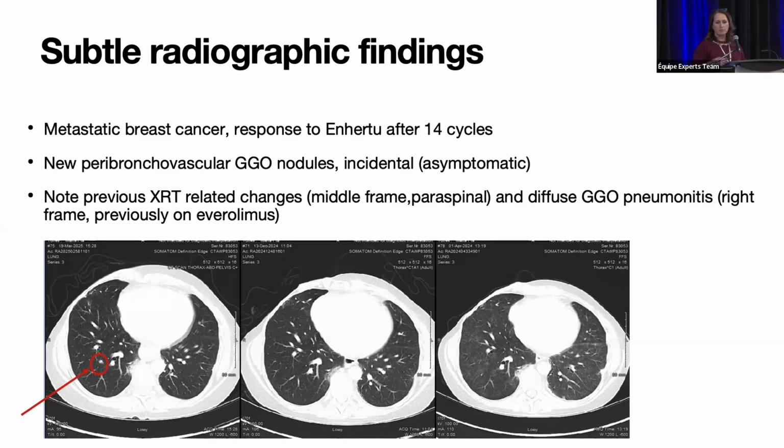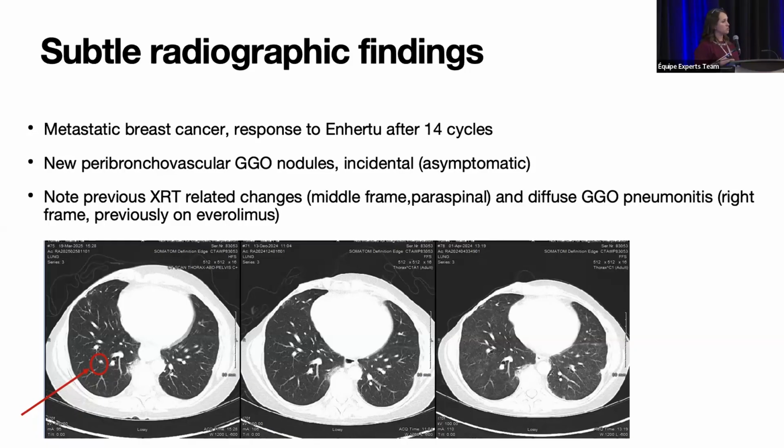So I put one example here of a metastatic breast cancer patient who was on T-DXd, so trastuzumab deruxtecan, and had received 14 cycles. She developed on this staging CT, or just a restaging CT, the one on the far left, new peribronchovascular ground glass nodules. So that phrase shows up in the report, right? Because the radiologist is comparing to the middle frame there, and it was not present previously.